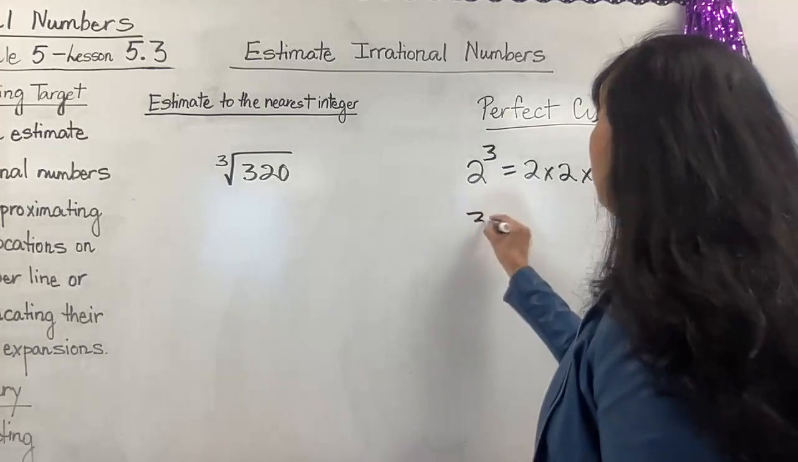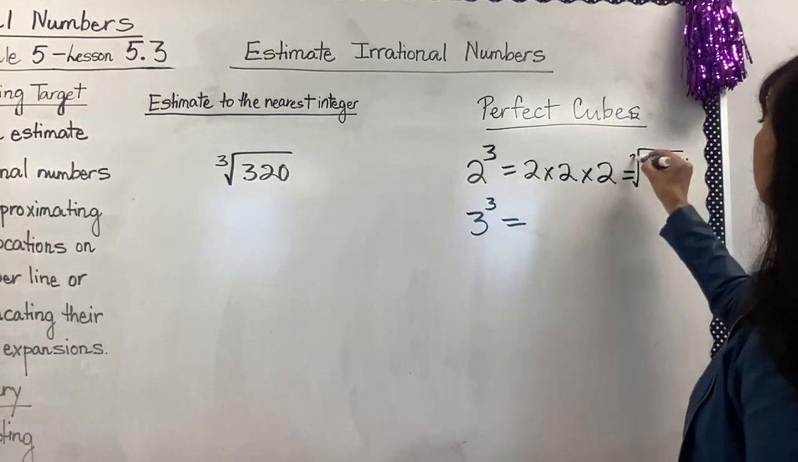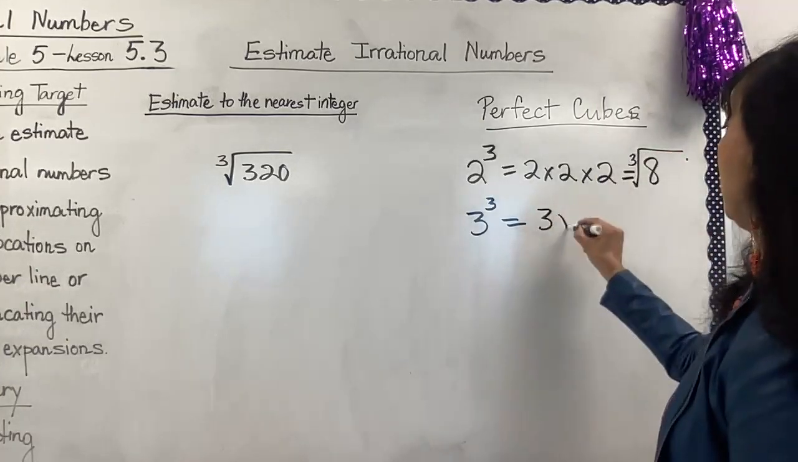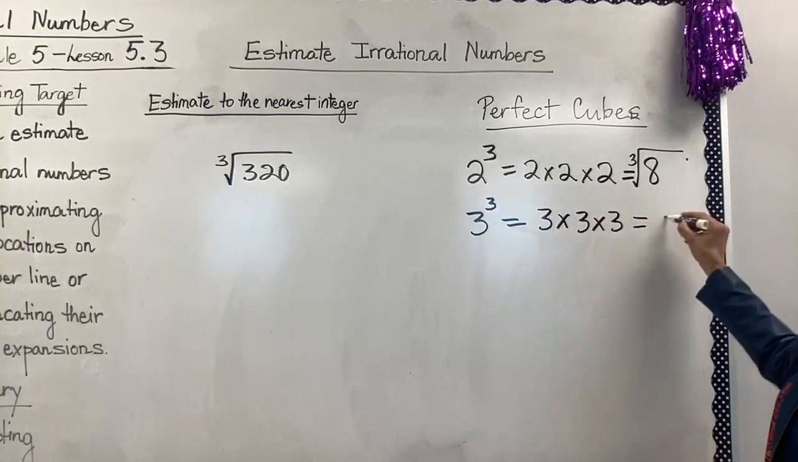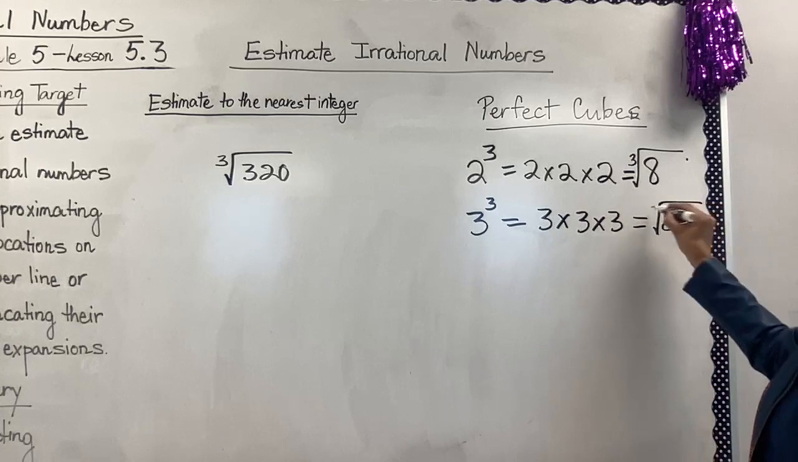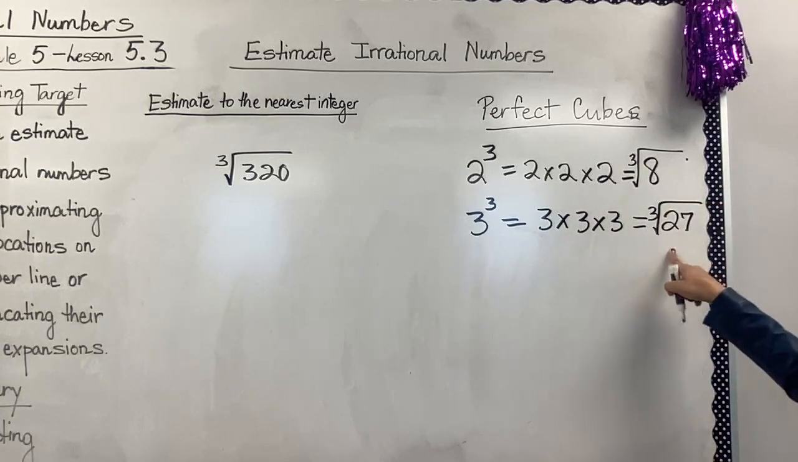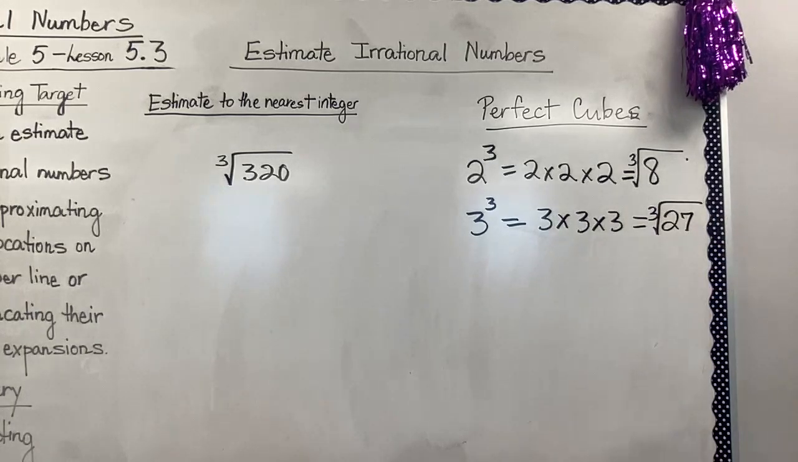Then I have 3 cubed. So the cube root of 8 would be what? This, right? So 3 times 3 times 3. 3 times 3 is 9 times 3 is 27, which is here. These are the perfect cubes, okay? So it would be 3 for this one, all right? And so we keep on like this.